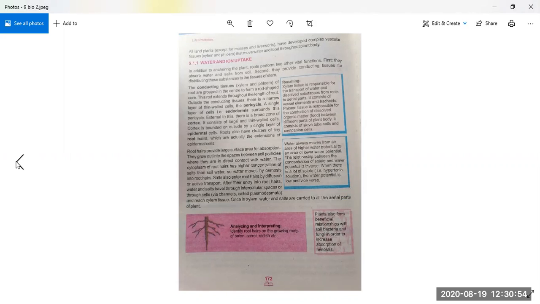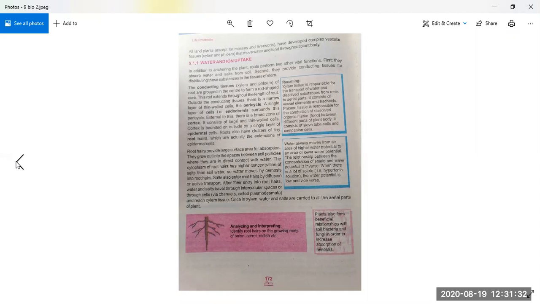Introduction: in addition to anchoring the plant, roots perform two other vital functions. Definitely in this topic we will discuss how a plant can stand in the soil. If the plant is anchored in the soil, it is due to the pressure of the water and due to the function of the roots. So roots play a very important role in the life cycle of a plant. The roots perform two important functions.